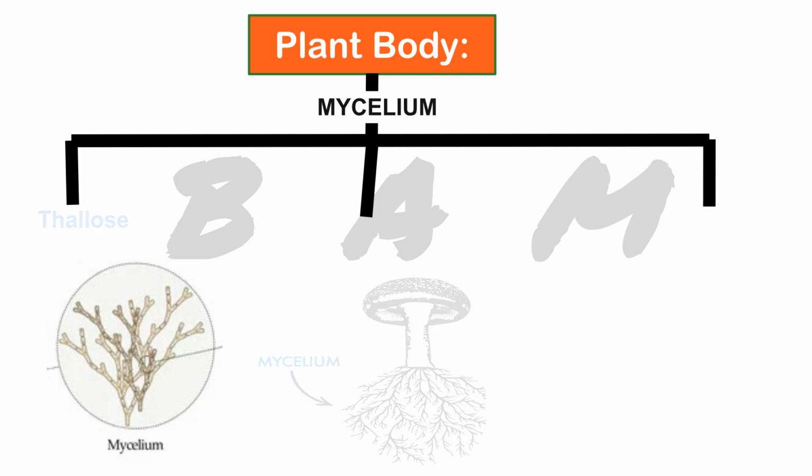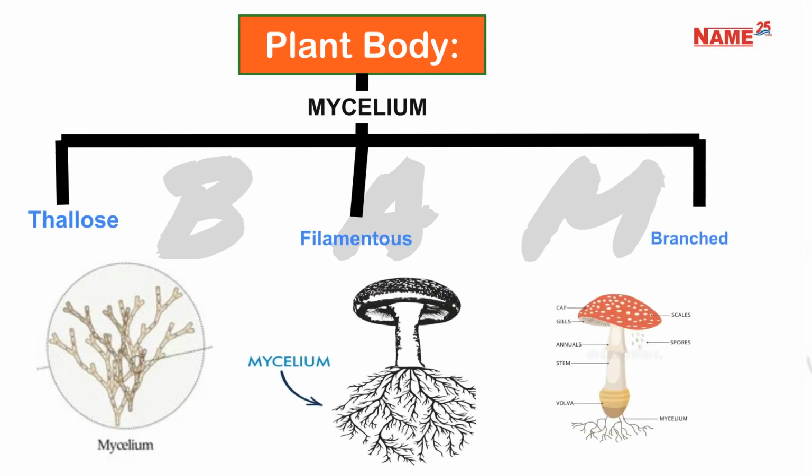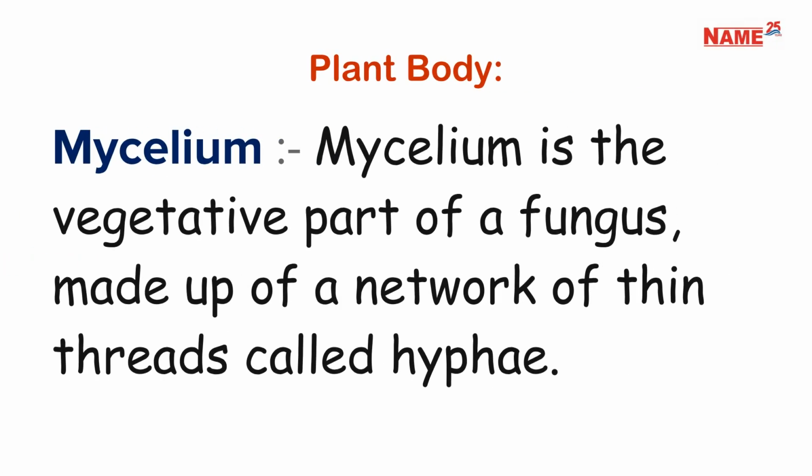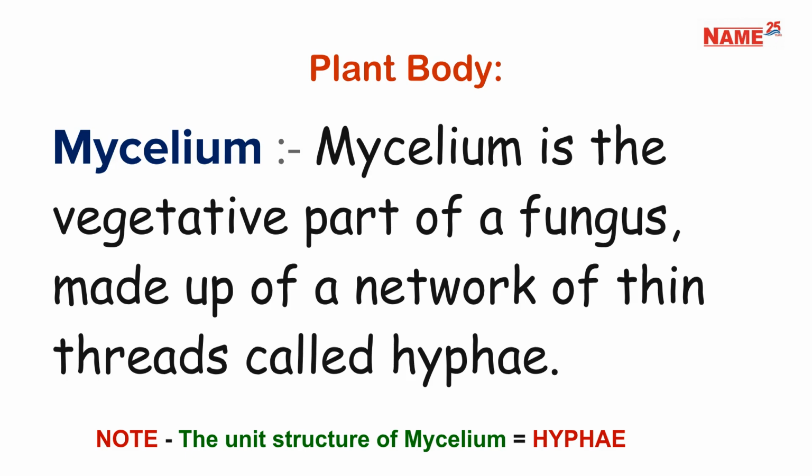Mycelium can be classified as tuberculose, filamentous, or branched. The mycelium is composed of a network of thin threads called hyphae, which collectively form the vegetative part of the fungus, leading to the fruit body. The unit structure of mycelium is the hypha.